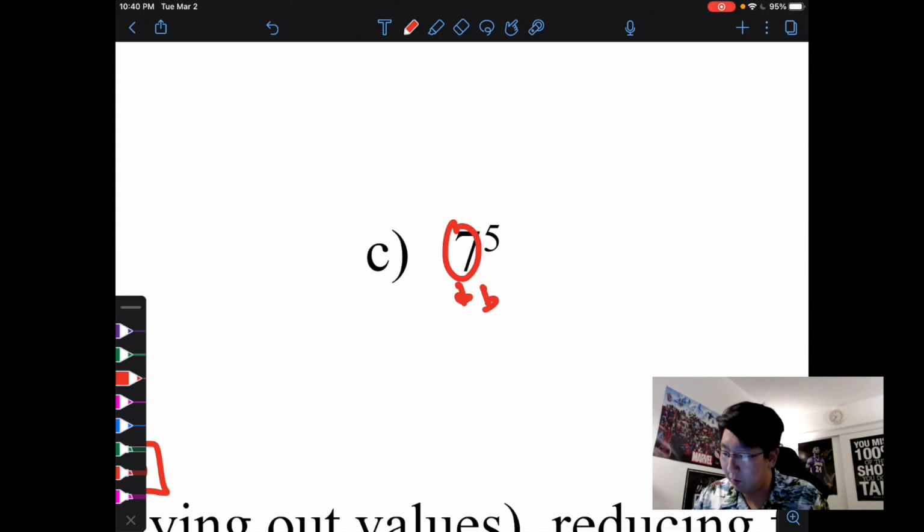Here, I'm going to take my base, my exponent 5.